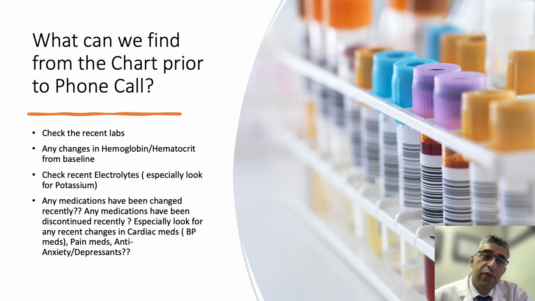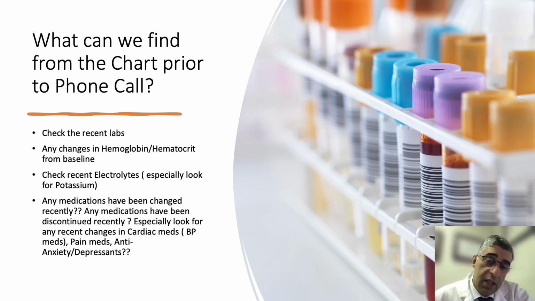What we need to find from the chart prior to the phone call is important. Always go to the recent lab. See if there are any changes in hemoglobin and hematocrit from the last lab to the recent lab. For example, patient hemoglobin was 11.4, but in the recent lab just drawn last Monday, it became 8.6. Interesting. 11.4 to 8.6. That's a drop. That means probably we are dealing with acute anemia for some reason. Maybe bleeding somewhere that we're not aware of.